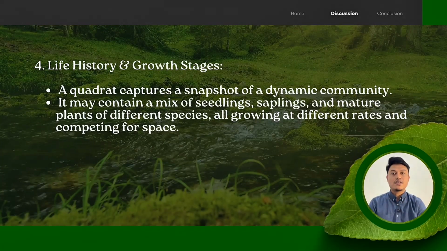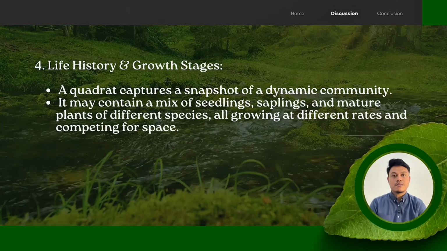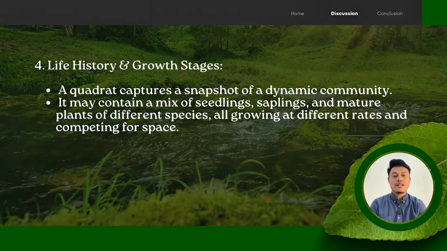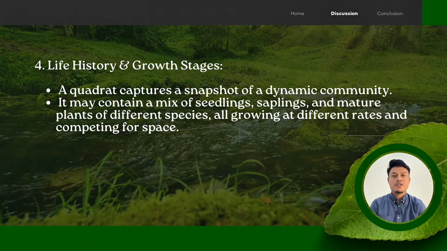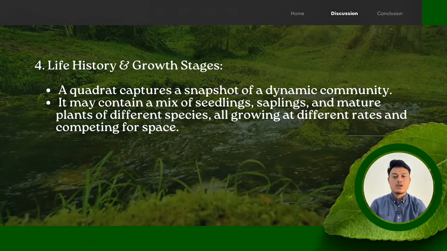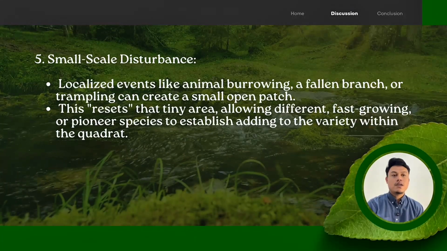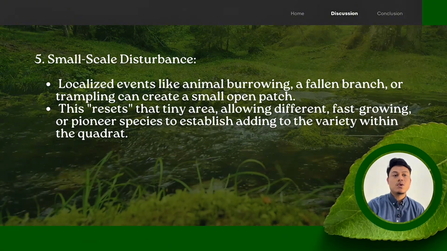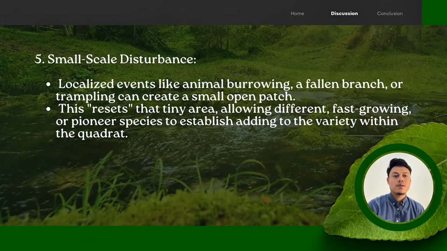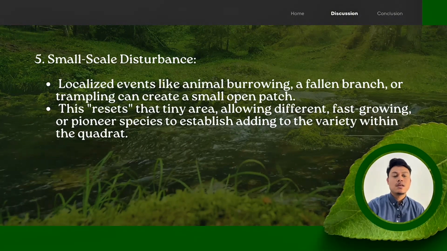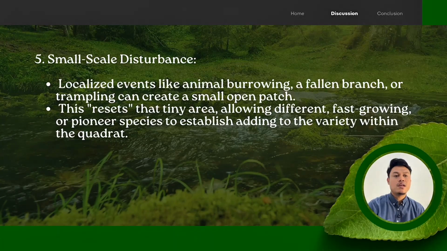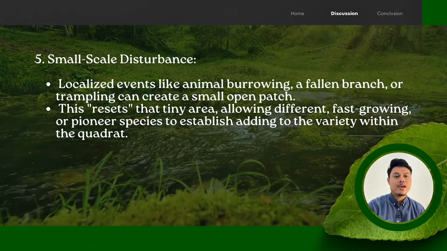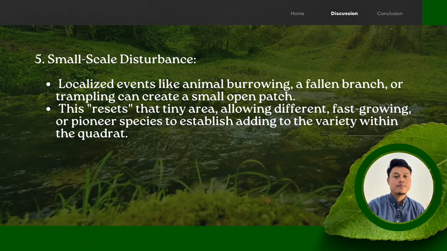Number 4 is life history and growth stages. A quadrat captures a snapshot of a dynamic community. It may contain a mix of seedlings, saplings, and mature plants of different species, all growing at different rates and competing for space. Number 5 is small-scale disturbance. Localized events like animals burrowing, a fallen branch, or trampling can create a small open patch. This resets that tiny area, allowing different fast-growing or pioneer species to establish, adding to the variety within a quadrat.